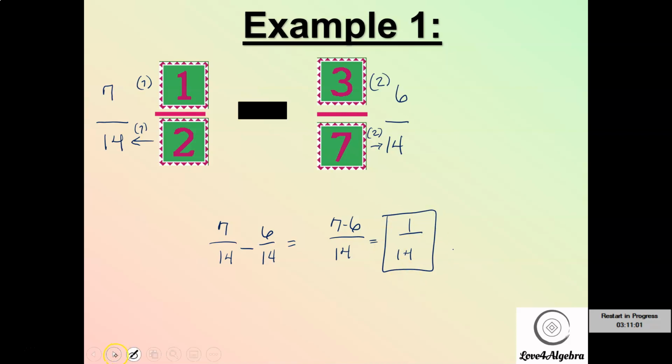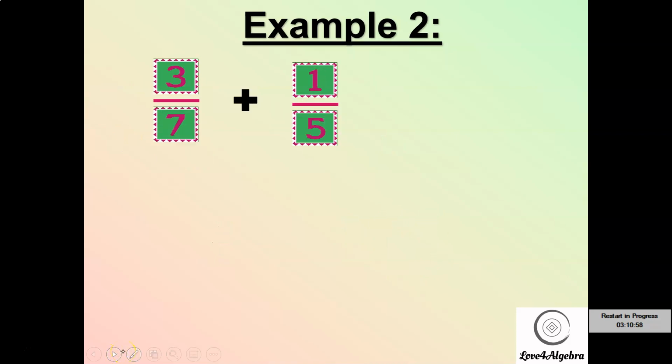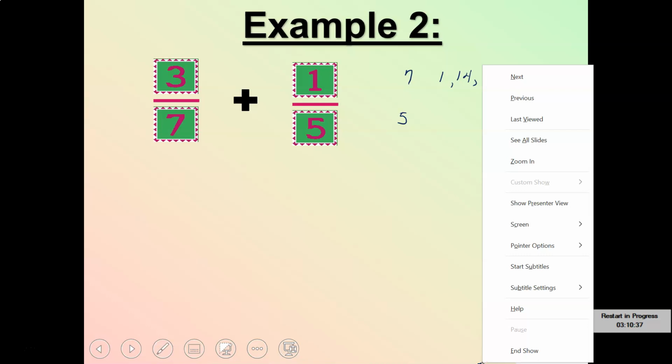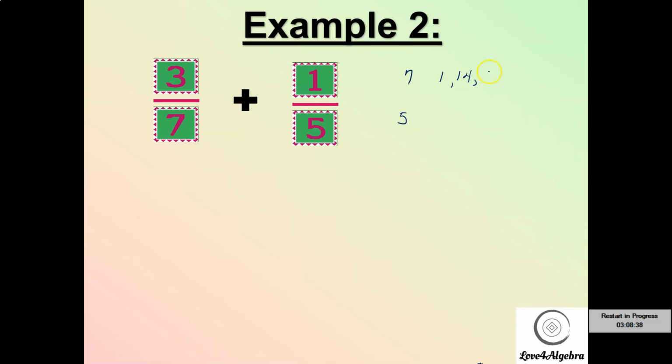All right. Same thing with adding here. We do not have a common denominator because we have 3/7 and 1/5. So we're going to make our list of multiples. 7 times 1 is 7. 7 times 2 is 14. 7 times 3 is 21. 7 times 4 is 28. And we're already at the 5. 7 times 5 is 35.